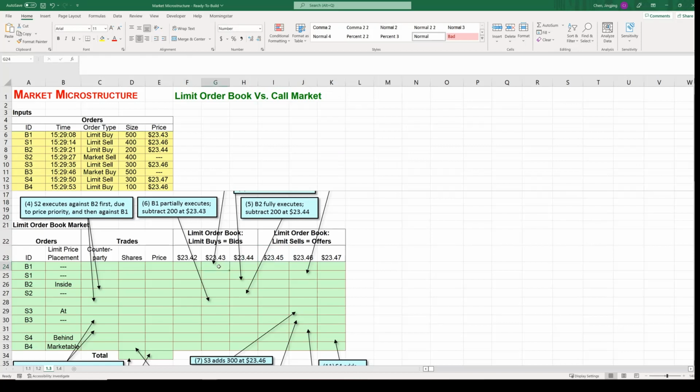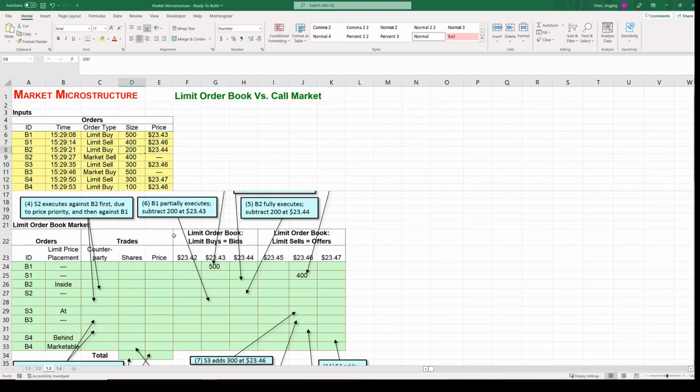So here we'll just put 500 under 23.43 to show that we have received the order and it will appear in the limit order book. And then we process the second one. A few seconds later, we have the second order, which is a limit sell order. That limit order specifies the trade size, which is 400 shares, traded at 23.46. Again, we put it here for 400 shares under 23.46.